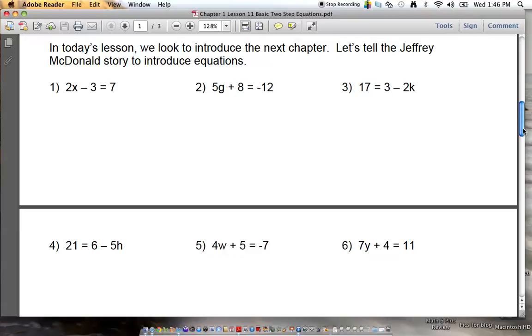Wait, what's his name again? Jeffrey McDonald. Listen, you have to stop. You can look it up on the internet when you get home. Okay? He went to this school. He was probably in this classroom.